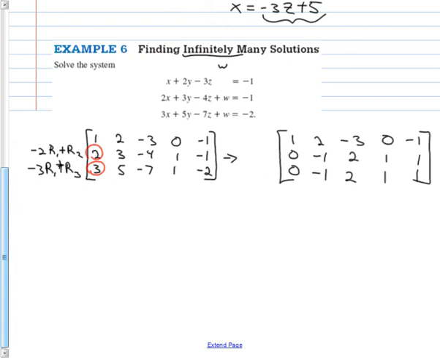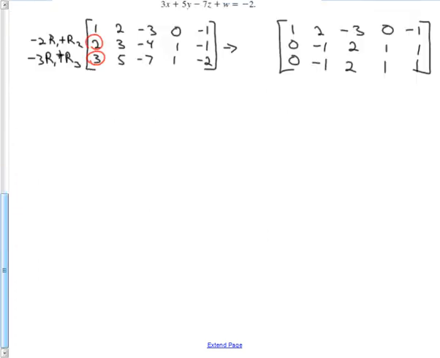Hey, we do notice those last two are the same equation. But let's keep going with this row echelon form. Means they already told us we're going to have infinitely many. I'm going to do negative 1 times row 2. I need to have a positive 1 right there. 1, 2, negative 3, 0, negative 1. This is good for patience. 0, 1, negative 2, negative 1, negative 1. I'm going to leave that last one 0, negative 1, 2, 1, 1.